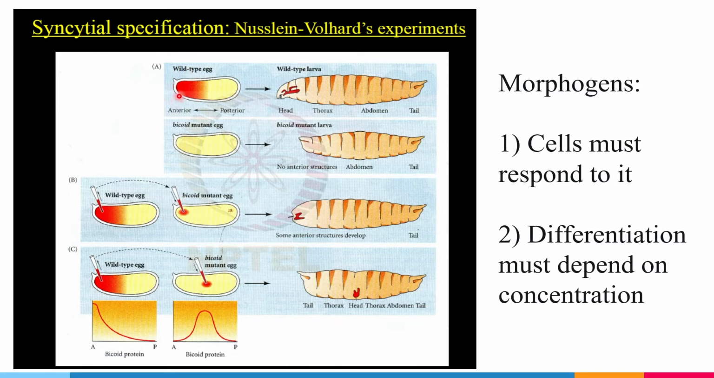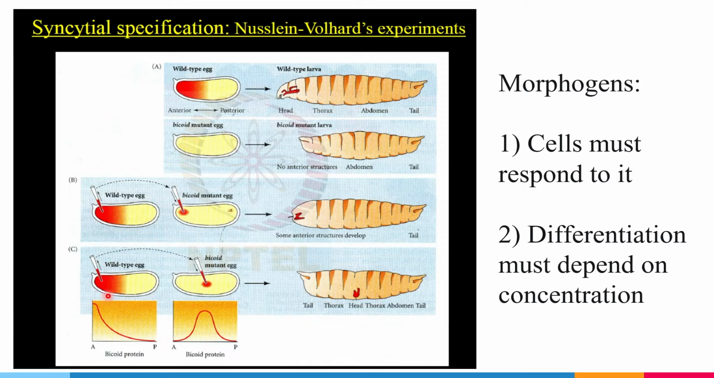The cells actually seem to respond to bicoid, and it depends on the concentration of bicoid itself. But it needs to be proved. So what exactly was the proof? Here in diagram C, we can see that in the wild type egg, the concentration gradient of bicoid is like this, where it is maximum in the anterior and minimum in the posterior.